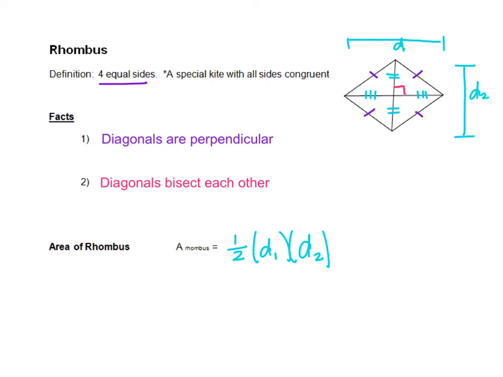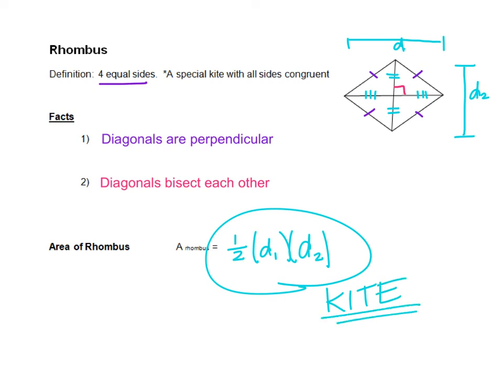So right now on your kites, just go look up on your page. This is the same area formula for a kite. I told you to add the diagonals and it is multiplying, so please make that change right now so you have the correct formula in your notes.